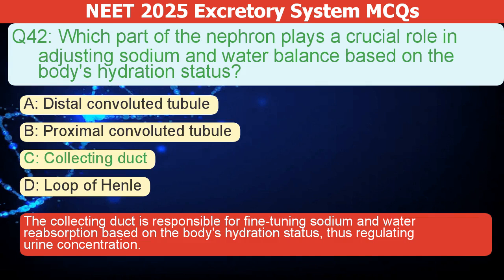The correct answer is C. The collecting duct fine-tunes sodium and water reabsorption based on hydration status, regulating urine concentration.